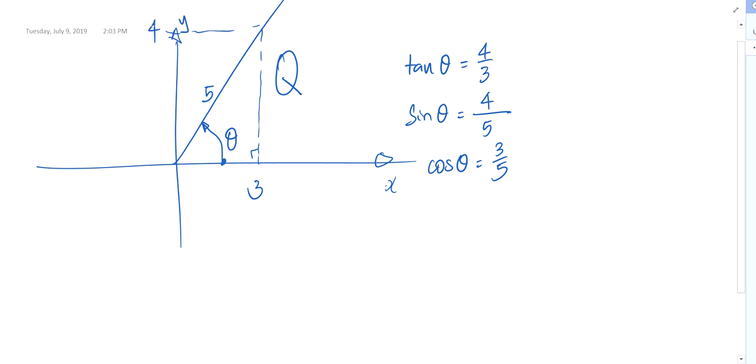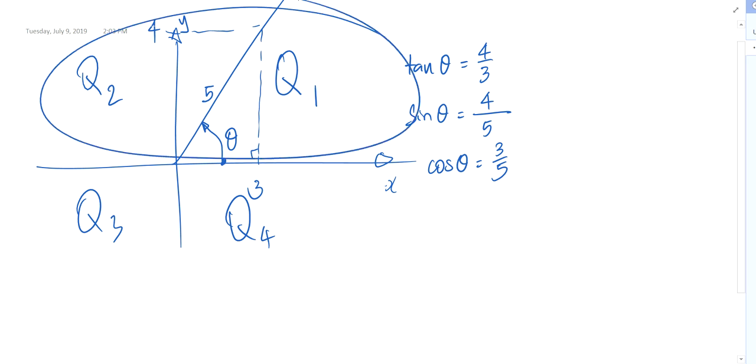Okay, so this is a quick recap. Which quadrant is this? This is quadrant number 1. This is quadrant number 2. Quadrant 3 and quadrant 4. For E-maths, we only concern about quadrant 1 and 2. For A-maths, we do all.